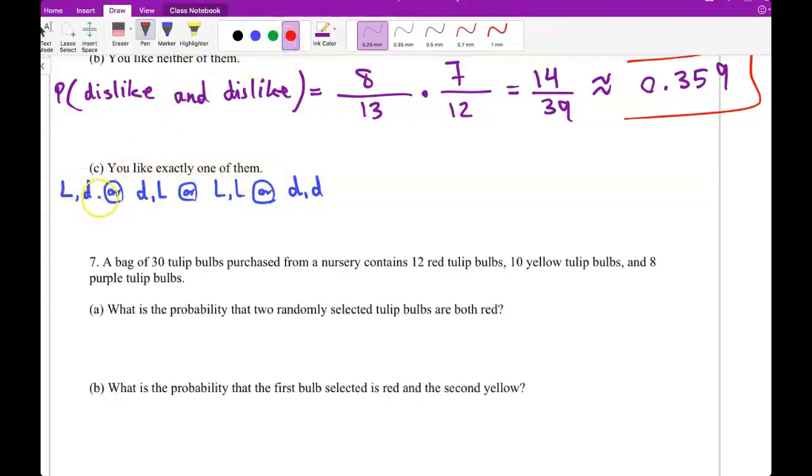So we have exactly one. You like that. And exactly one. You like that one. This is not exactly one because we have two likes. And here we don't have like. So we have two of these.